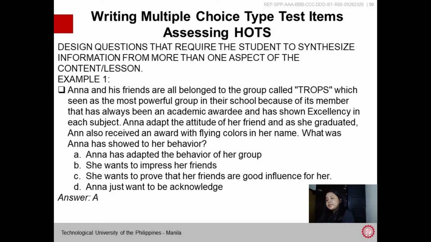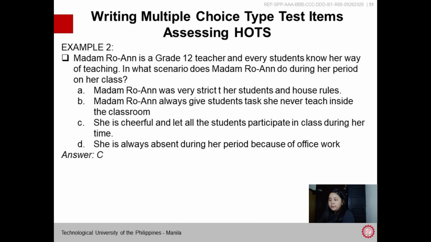So ganun din sa example number 2, same lang rin sa example number 1. So ang sagot is C, which is she is cheerful and lets all the students participate in class during her time. So situational din yung STEM, but in short matter lang naman, or hindi siya gaano kahabang situational. Okay, next.